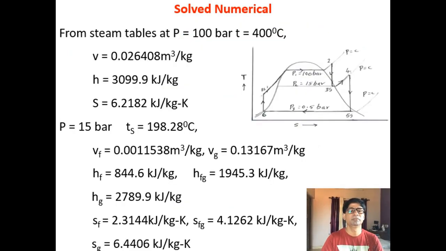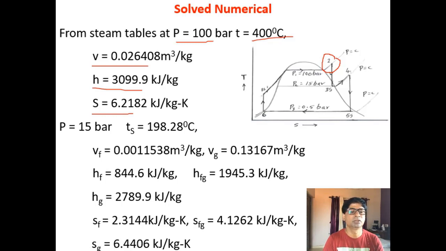Now we are solving this problem using steam tables because they are more accurate than the Mollier chart. At 100 bar pressure, the saturation temperature is 310.96, and the given temperature is more than that, so I already marked it in the superheated region. Using the superheated steam tables, I won't go through the table again. You note down specific volume, enthalpy and entropy. These values are available at 100 bar and 400 degrees Celsius in the superheated steam table.